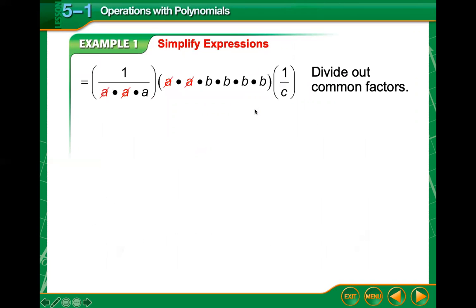And then we're going to divide out common factors. So meaning that if something I'm multiplying and dividing by, I can cross out a pair, which simplifies to 1. And we're left with 4 b's in the numerator, so b to the 4th, so b times itself 4 times. And then we have 1 a and a c in the denominator. So b to the 4th over ac is our solution.